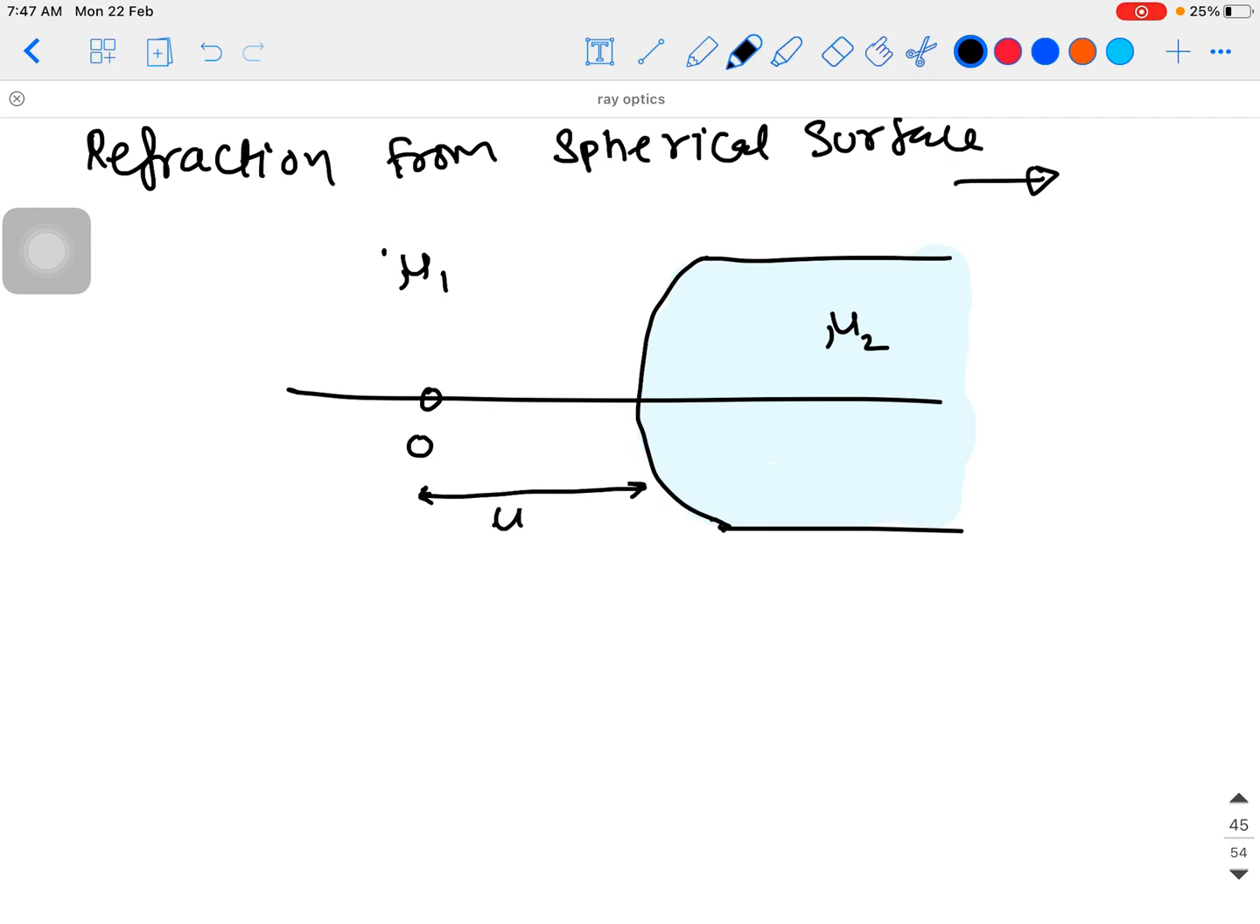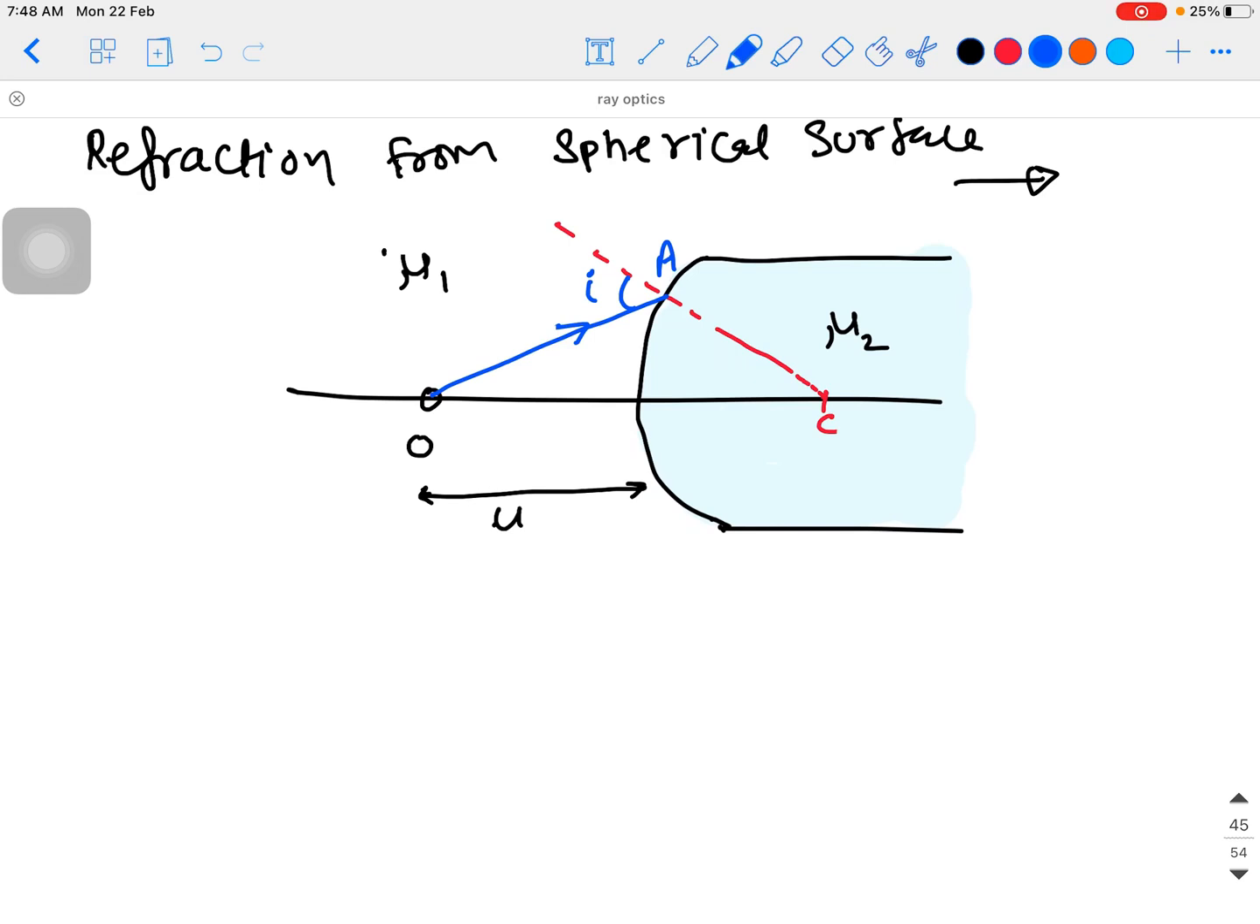Now, the center of curvature of this surface will be point C. From the object, one ray will go and be incident at the normal here. Let's say this point is A, and it is making incident angle I. After the incident, the ray will move towards the normal because it is going from a rarer medium to a denser medium.